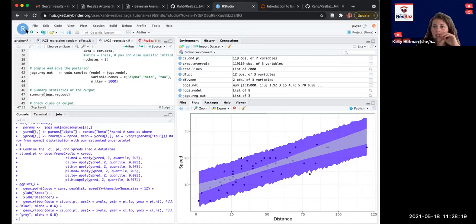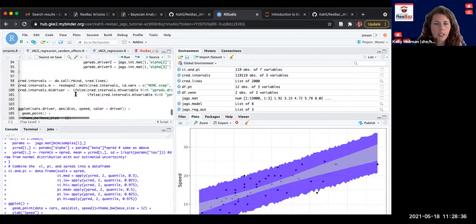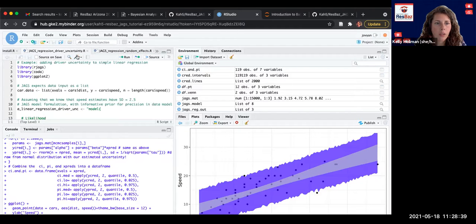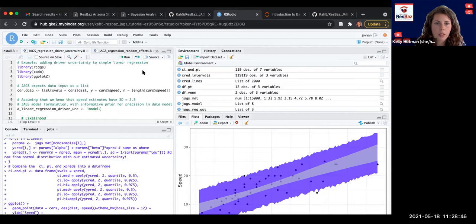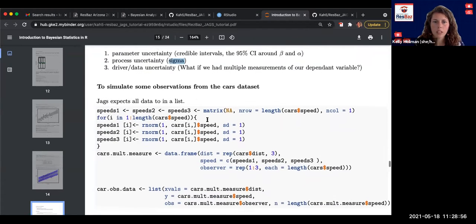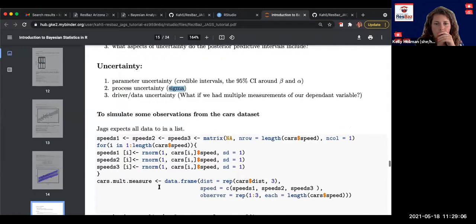Okay, so it looks like we should all be back. We were thinking of doing a couple of different breakout rooms to make our way through either the random effects.r script or incorporating driver uncertainty into your model. I will give you an overview of what both of those are going to look like. I guess I'll start with the random effects.